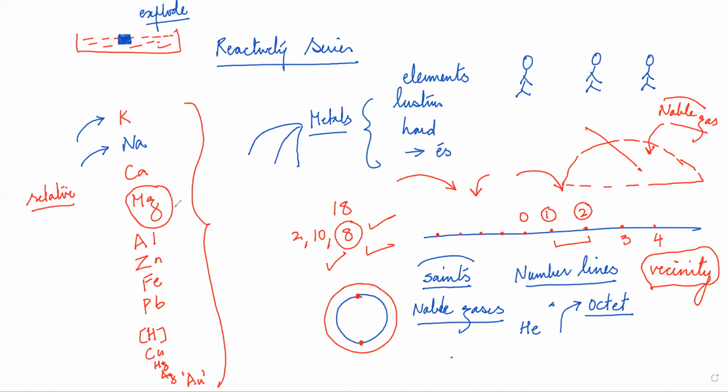Means now on the left hand side, the number is smaller. Below, its reactivity will be less. Means Mg is less reactive as compared to calcium. But Mg is more reactive as compared to aluminium. See, 1 is smaller than 2, but 1 is on the right hand side of 0. That means 1 is bigger than 0.